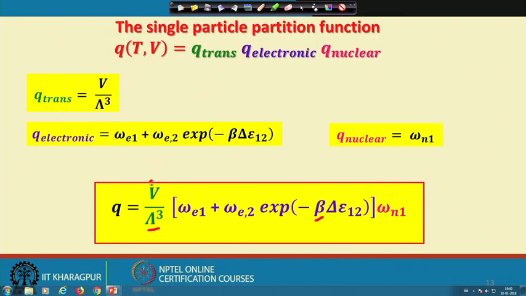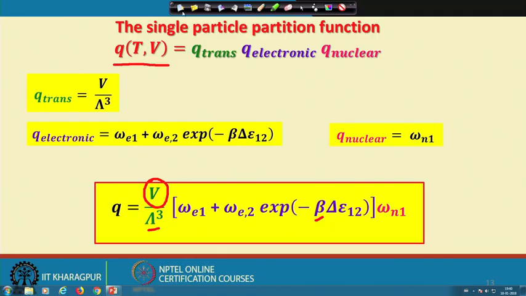Now, let us ask this question, does q depend on the volume V? The answer is yes. As you see that the volume V explicitly is present here, therefore, q is a function of volume as well, and therefore, in general we have been able to show that the single particle partition function is a function of temperature and volume, which define the macroscopic state of the system.